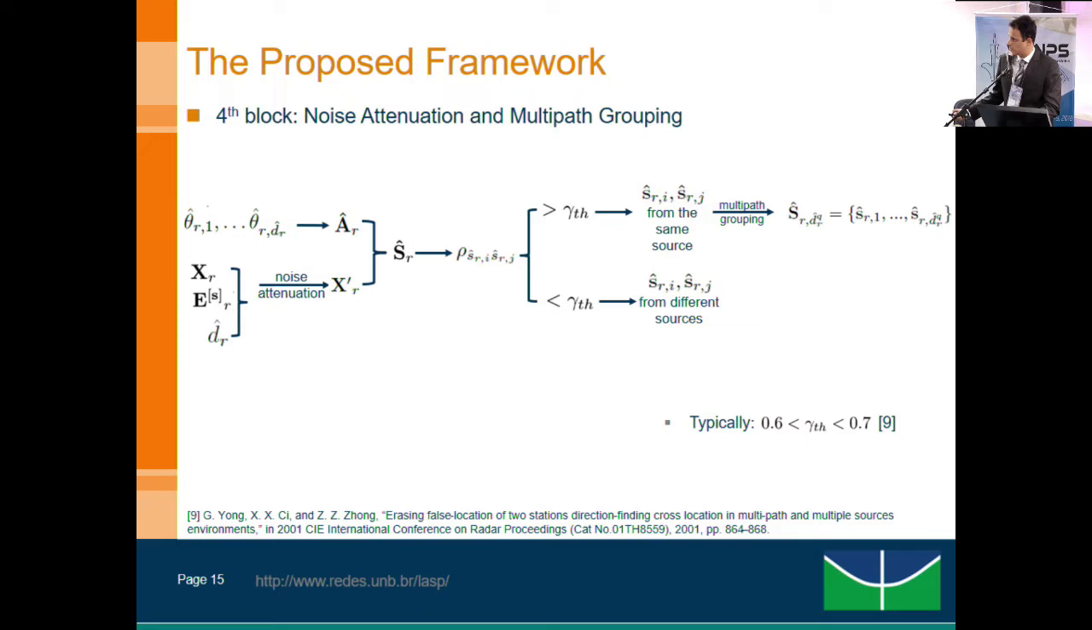And in the next step, we compute the correlation coefficient between two received signal components. If this correlation coefficient is higher than a given threshold, we assume that both components were emitted from the same source, and both components are grouped into this set S. This step is performed for each pair of received signal components. Otherwise, if the correlation coefficient is lower than a threshold, we assume that both components were emitted from different sources.